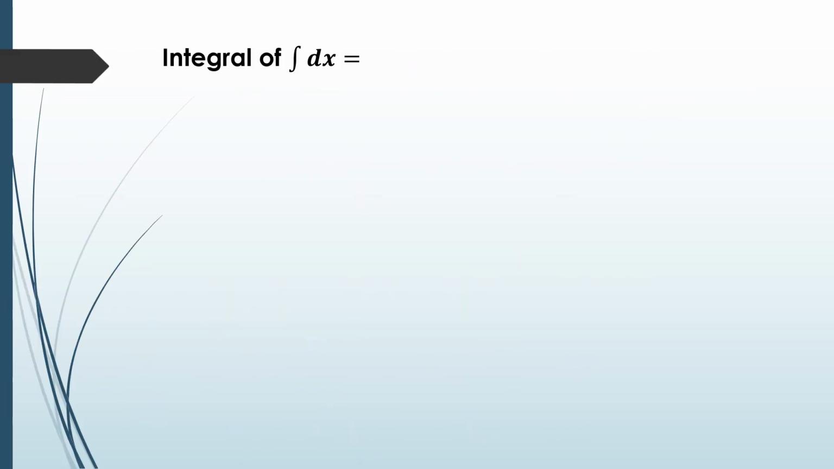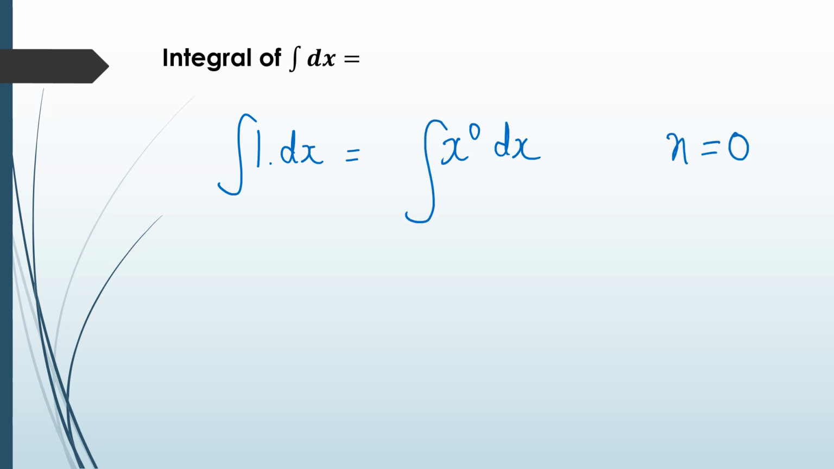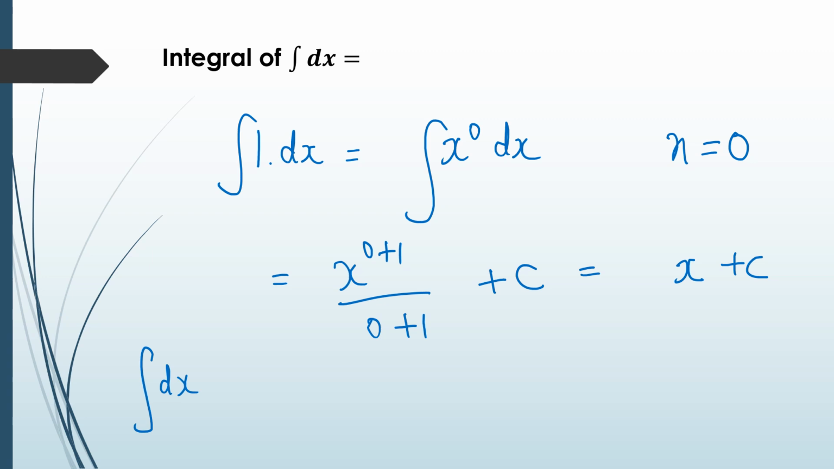And then here I am going to talk about the integration of a constant term. So imagine there's a 1 times dx. Okay, so 1 is a constant. Or I can rewrite the 1 as x to the power 0 dx. When n is 0 and we apply the rule, as I have shown in the previous example, we get x plus c. So the integral of just dx is x plus c. This is important to remember.